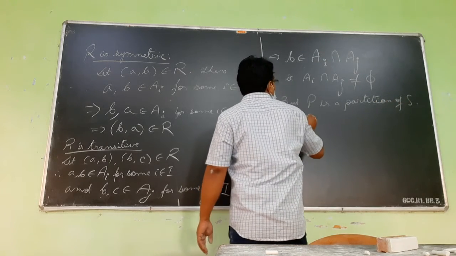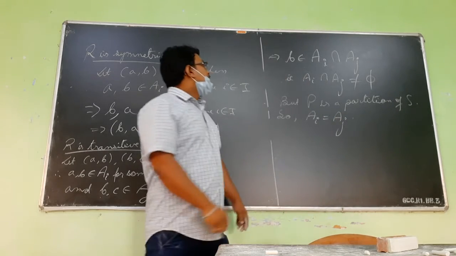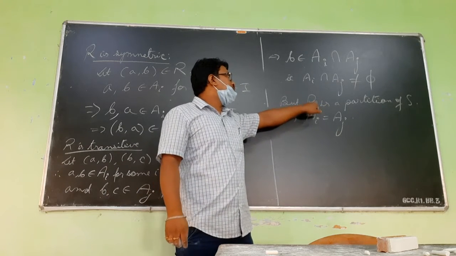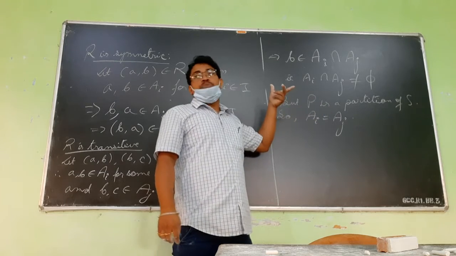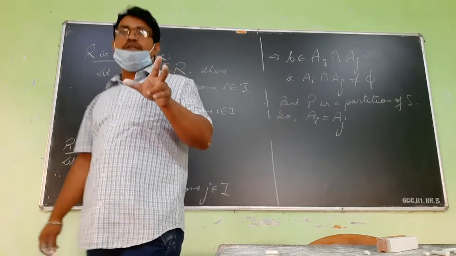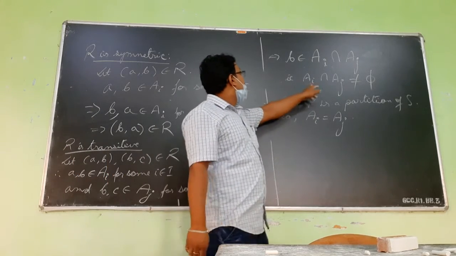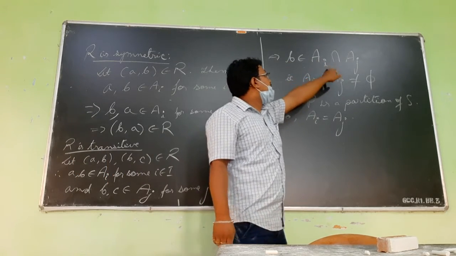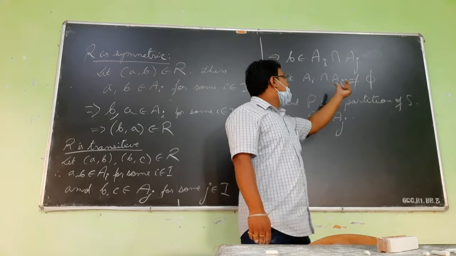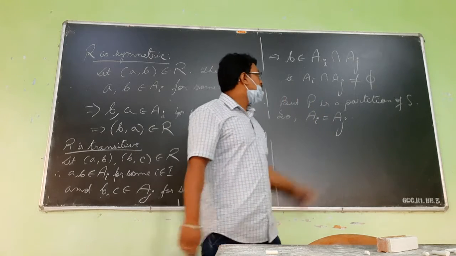So A_I should be equal to this. The members in P, as I told you in the beginning, since P is a partition, the members in P are pairwise disjoint. If you take two members of P, either they will be equal or they will be disjoint. Here B is an element inside this, so this intersection is non-empty. That is possible only in one case: they are equal. Otherwise it's not possible because P is a partition.